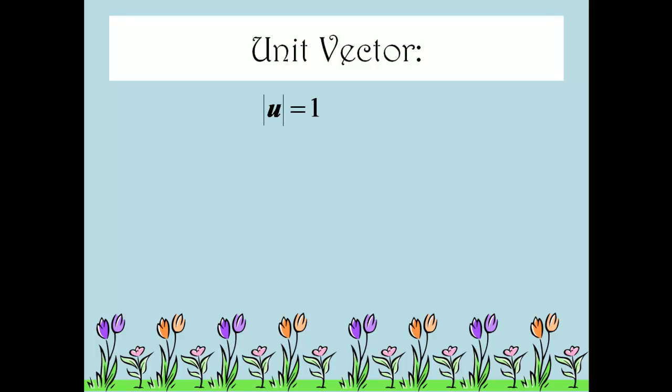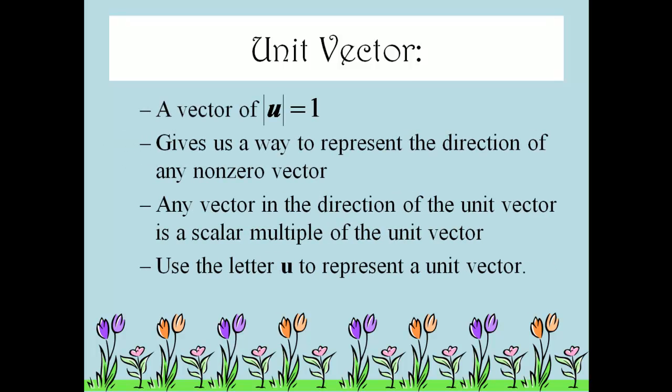So what a unit vector is exactly what you would think, one unit. So the magnitude of a unit vector is always going to be equal to 1. It gives us a way to represent the direction of any non-zero vector. Any vector we want in the direction of that unit vector can easily be found by basically multiplying by a scalar multiple. We use this letter u to represent a unit vector. So when you see that, usually it's going to talk about a unit vector.